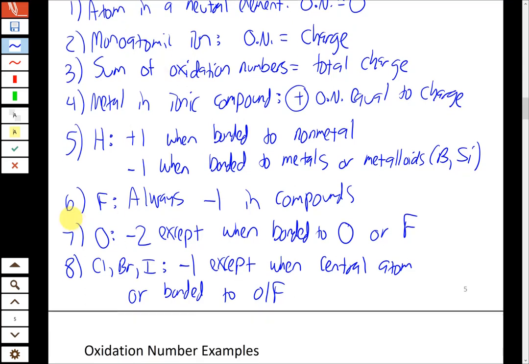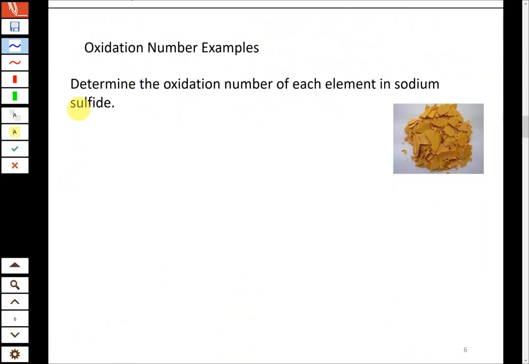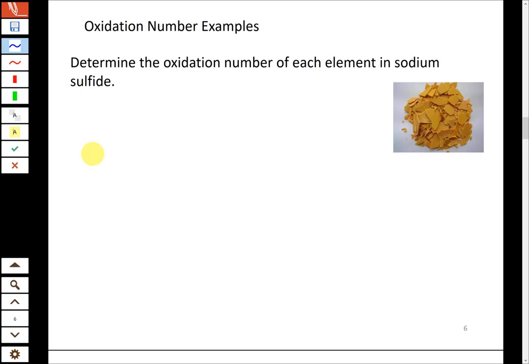So let's do a few examples where we're just going to find out what the oxidation number is. All right, let's determine the oxidation number of each element in sodium sulfide. Sodium sulfide is an ionic compound, a metal and a nonmetal, and it's binary. So this one ends up being a very simple one.